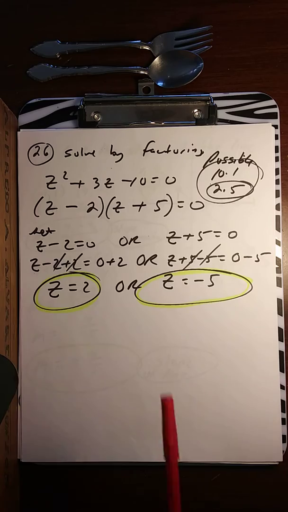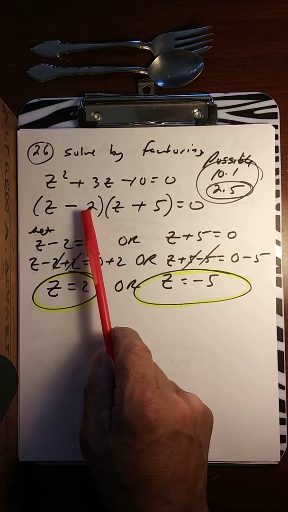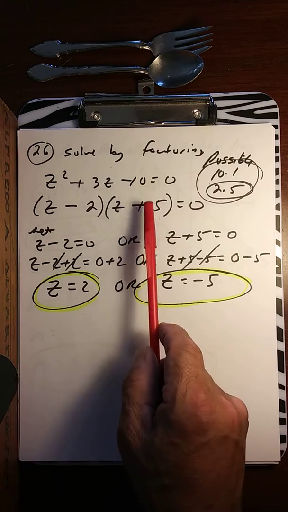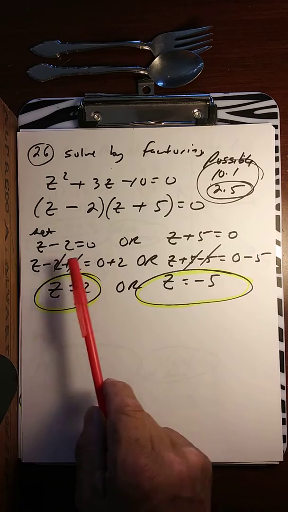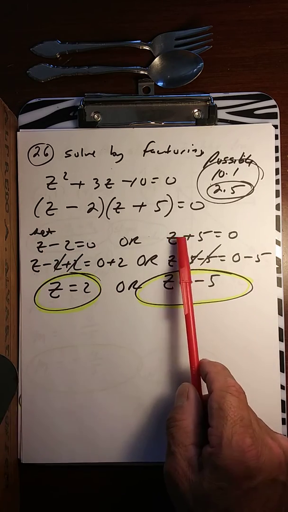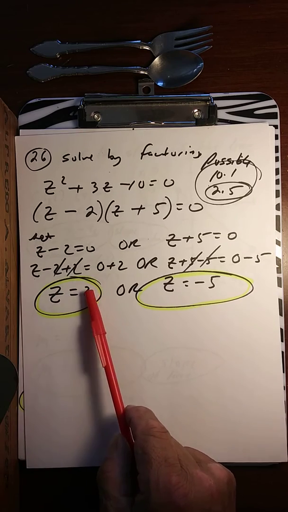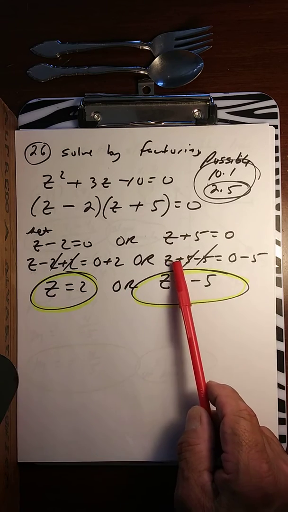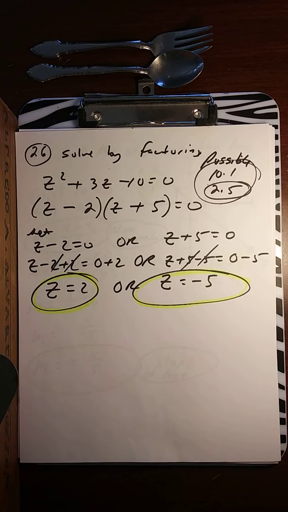Solve by factoring. Possible numbers are 10 and 1, 2 and 5. We'll try 2 and 5. We'll say negative 2 times 5, is that negative 10? Yes. And 5 minus 2, is that 3? Yes. z times z is z squared. It's ready. z minus 2 equals 0, z plus 5 equals 0. z minus 2 plus 2, so z equals 2. z plus 5 minus 5, so z equals negative 5.